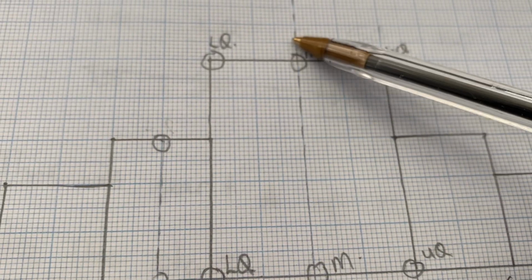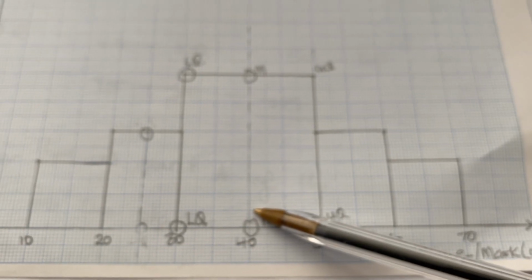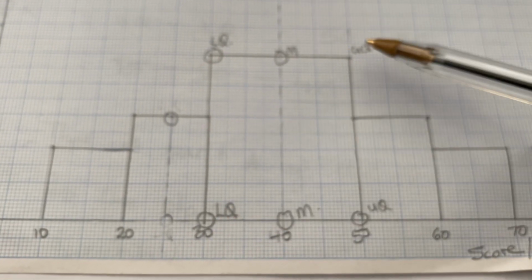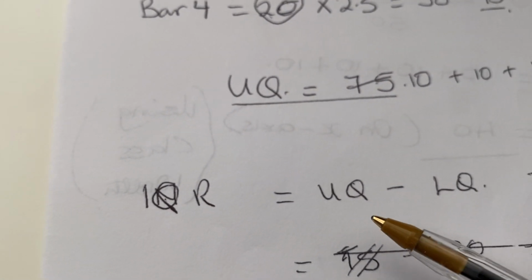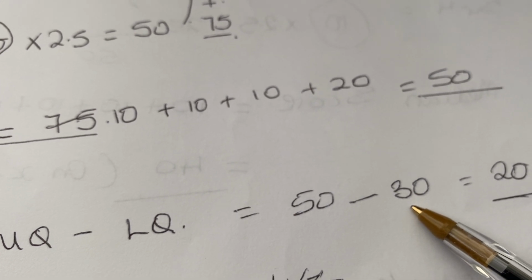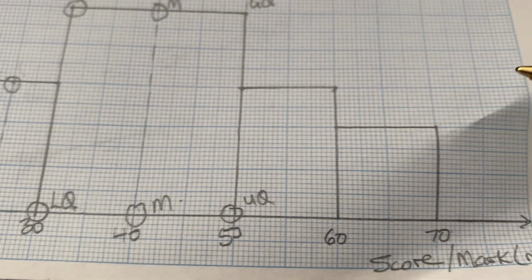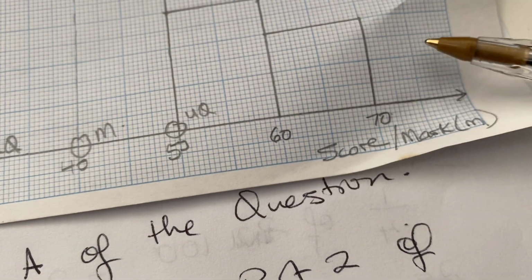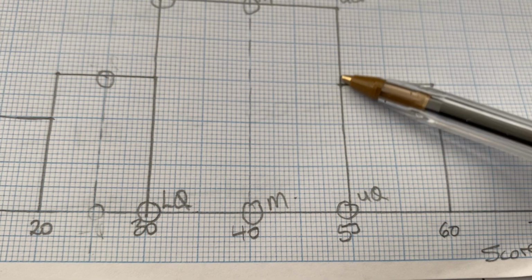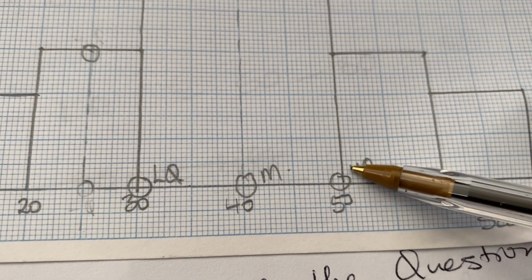So you can see that this is my median mark there on the graph. This is my lower quartile, 30, and that is my upper quartile. Okay. So now to find the interquartile range, it's the upper quartile minus the lower quartile, which is 50 minus 30. The answer can't be 75, because even if you look at the class width, it doesn't go up to 75 here. So 3/4 of 100, if you count it, ends at 50.